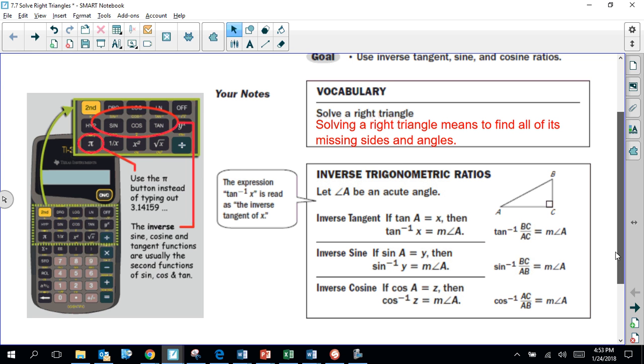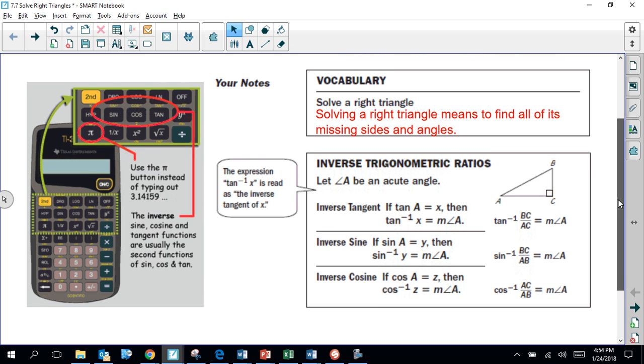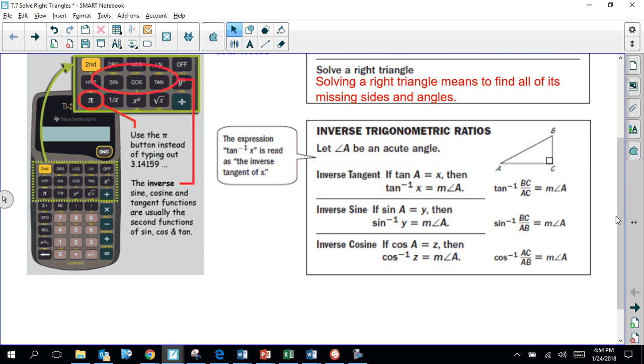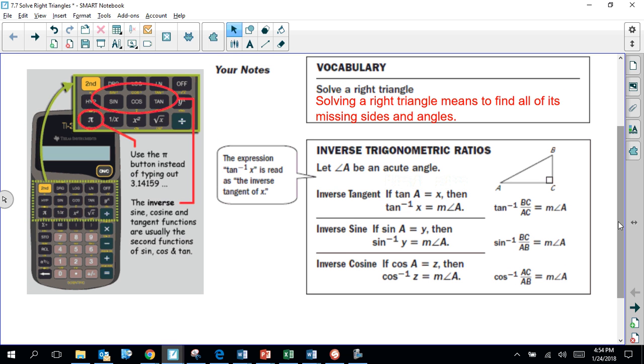Sometimes finding a missing side is just a matter of using the Pythagorean theorem because we were already given two sides and we can use the Pythagorean theorem to find the third side. But inevitably, we are going to have to use trigonometry to find something, whether it's a side or an angle. Now, this lesson is going to be the first lesson that I'm creating where it's walking you through how do you find the measure of an angle using trigonometry.